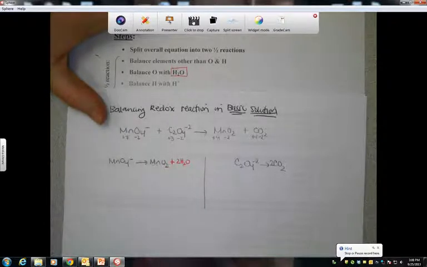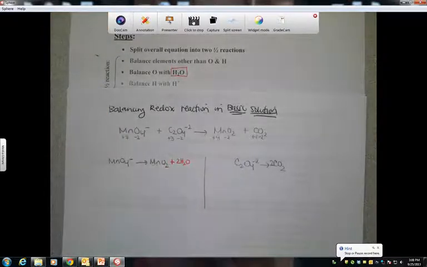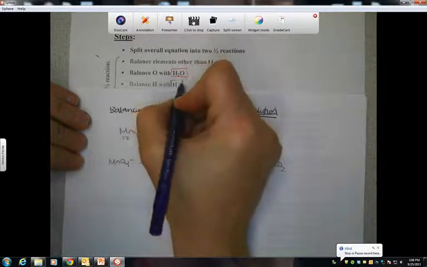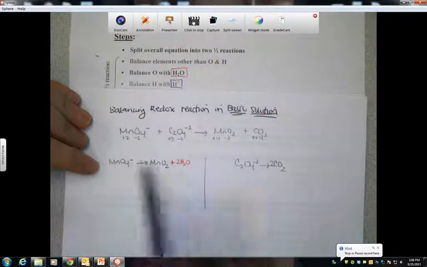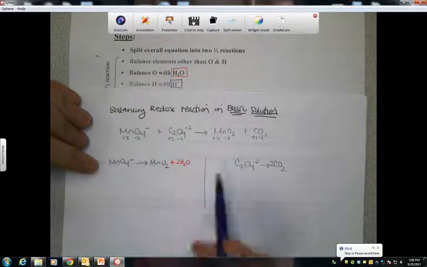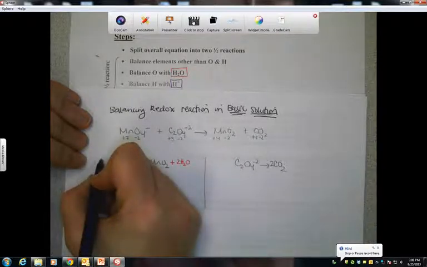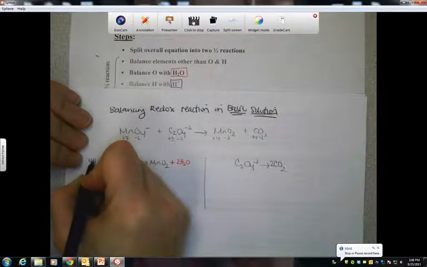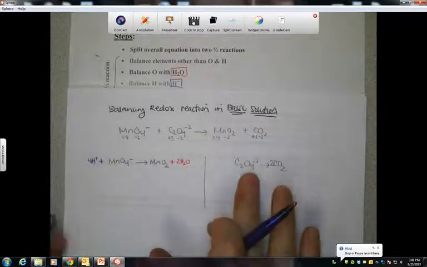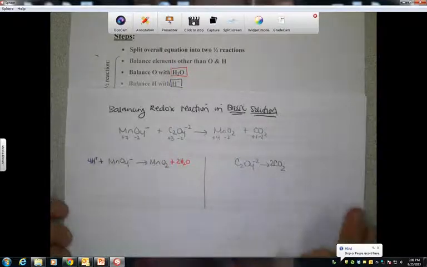So now we're going to balance any hydrogens that we might have added by putting water into this equation with hydrogen ions. So I'll do that in purple. So in this half reaction, we added these 2 water molecules so that we could get some oxygens that we needed. But now that's added 4 hydrogens. So we're going to go ahead and add those hydrogens into that side of the equation. And there's no hydrogen in the other half reaction, so we don't have to worry about it.